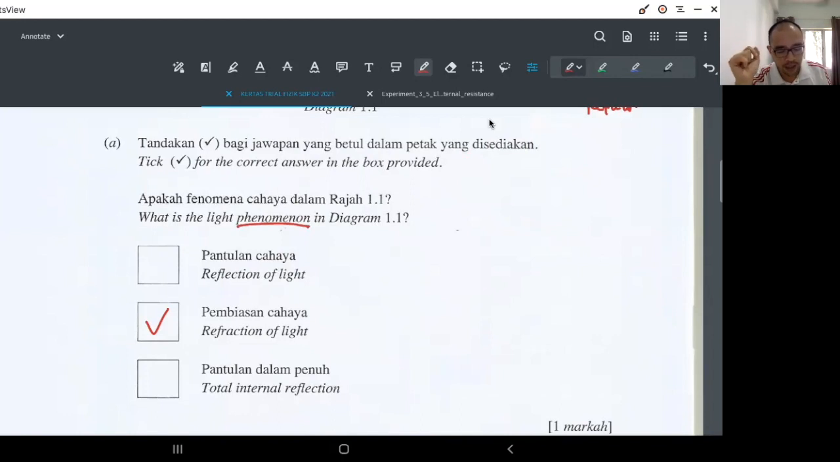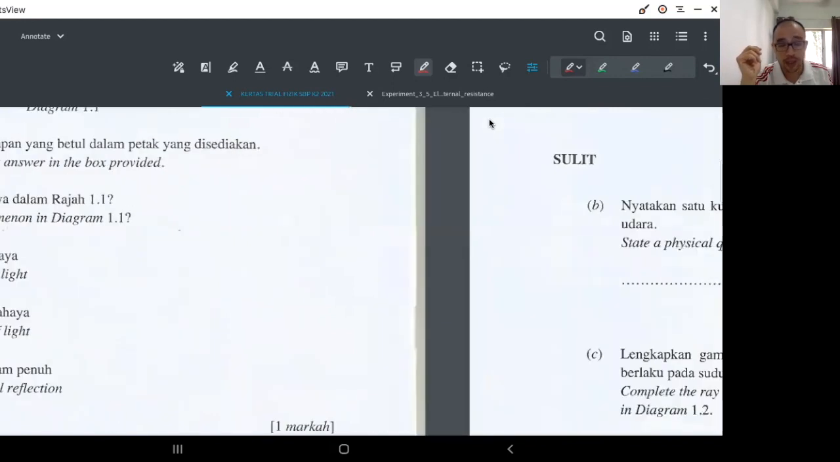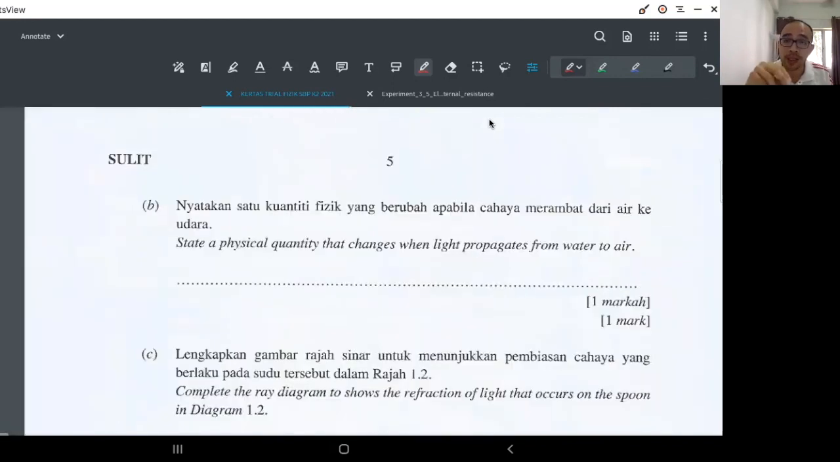State a physical quantity that changes. Sorry, question B, my screen is going to show up a bit slower. State a physical quantity that changes when light propagates from water to air. This is an important one. That is definitely speed of light.